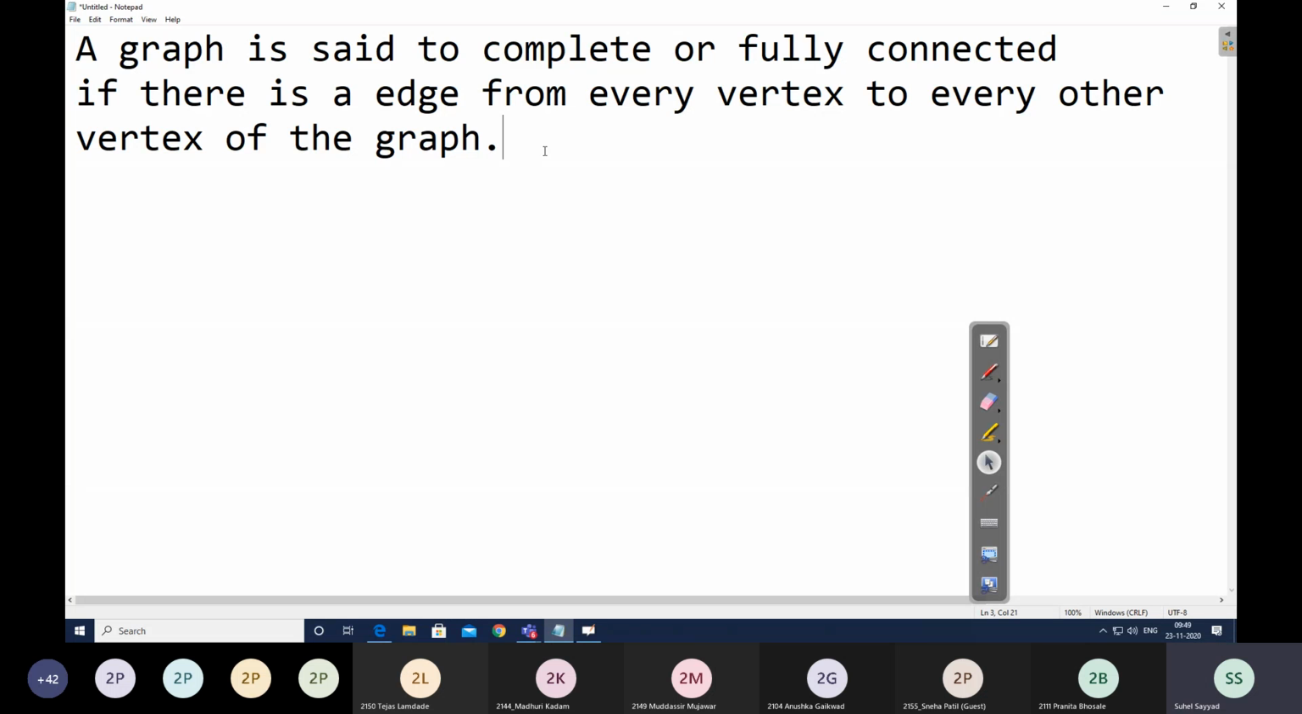Is it understood? Yes, sir. Is the concept of fully connected graph understood? Yes, sir.